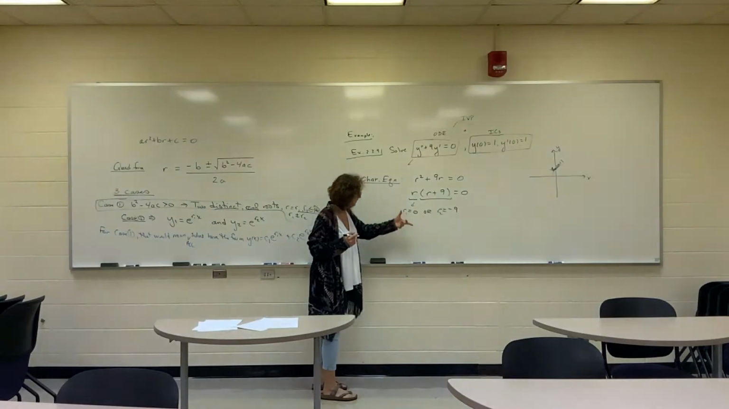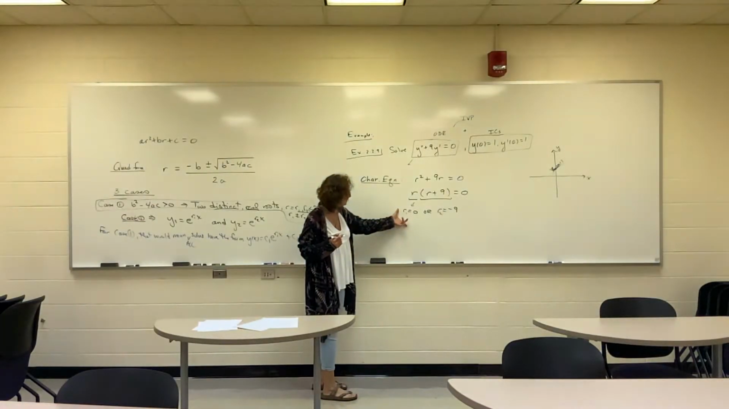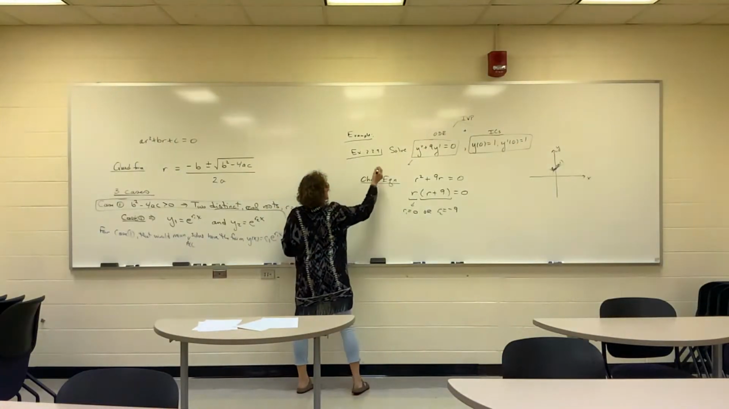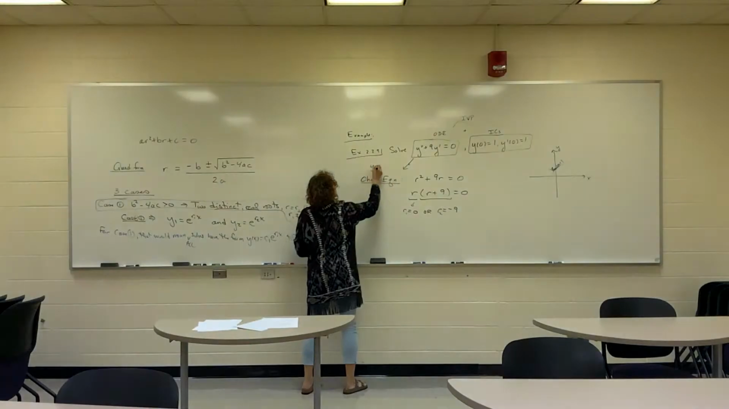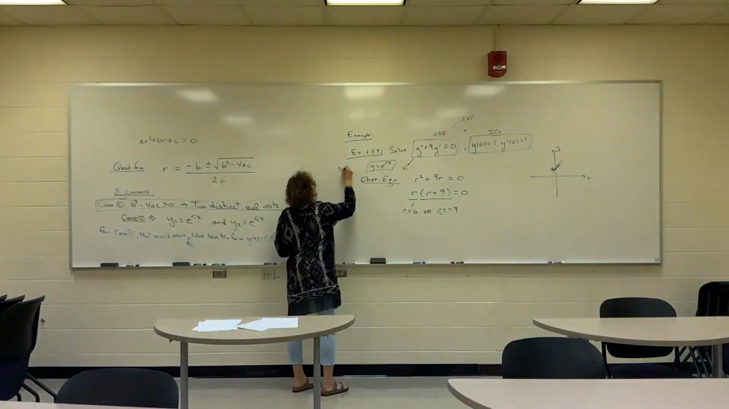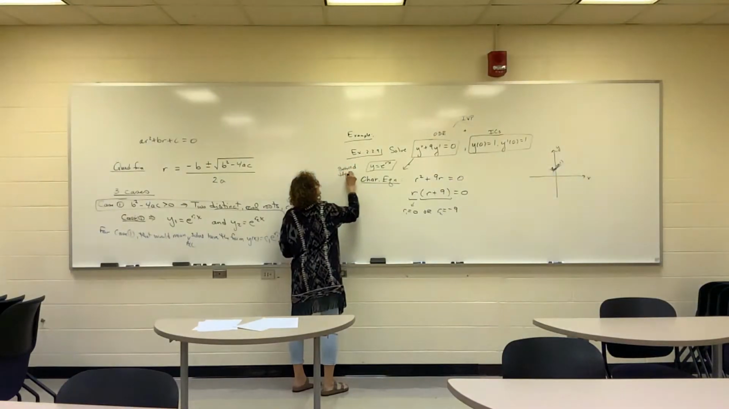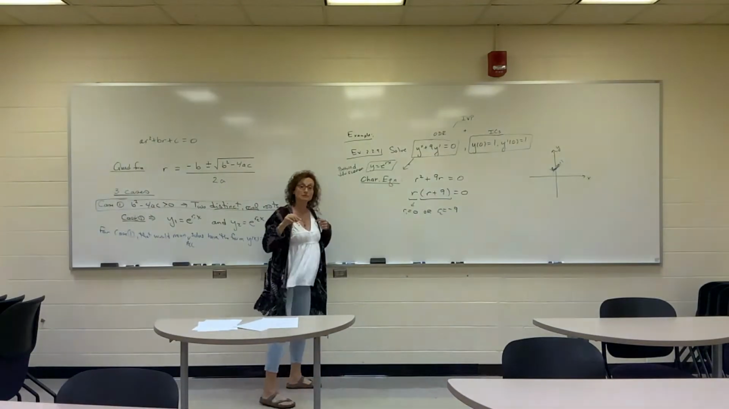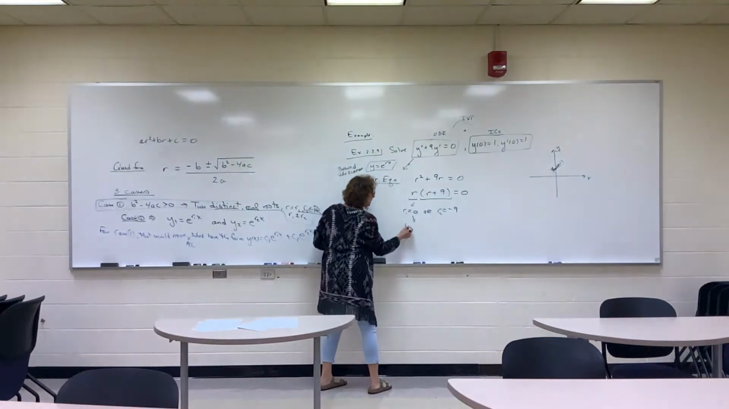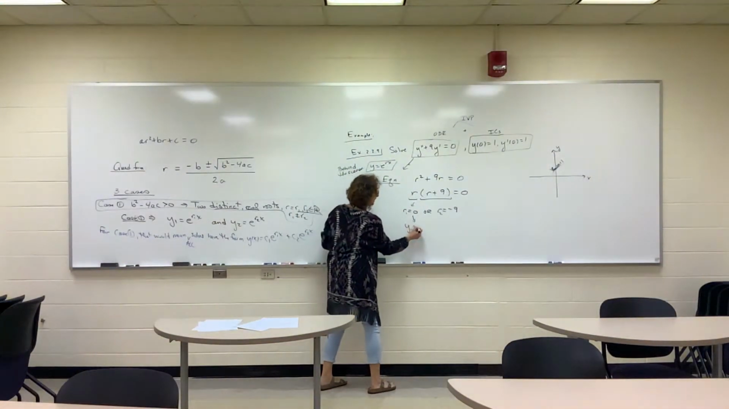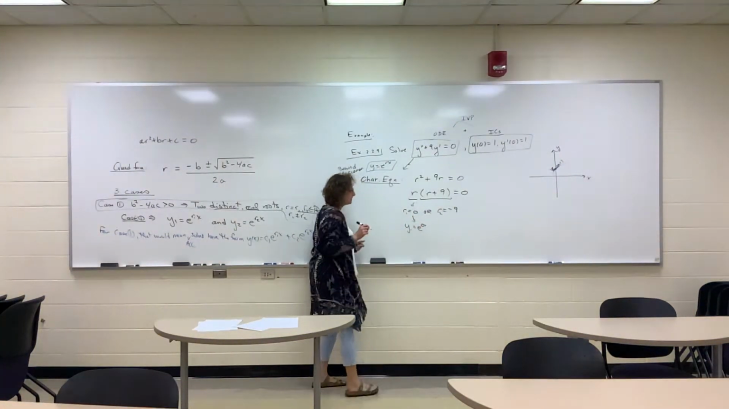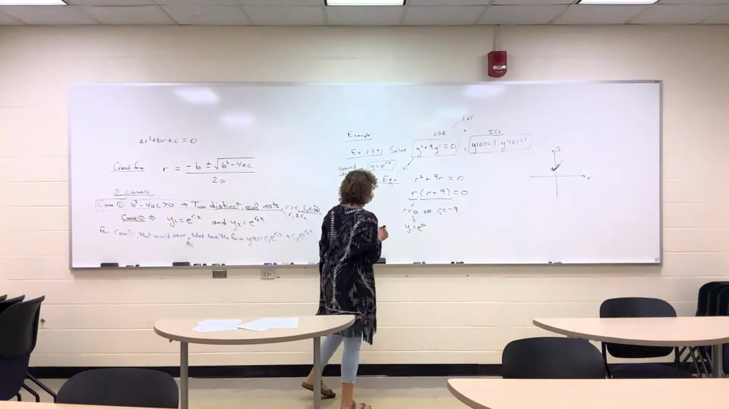That produced for us the ability to then say what our solutions are. Remember how we got from here to here? y is e to the rx, behind the scenes. That's how we got there. And so what is this giving me? This is giving me a y1, which is e to the r1 x. What is r1? 0. So e to the 0x.